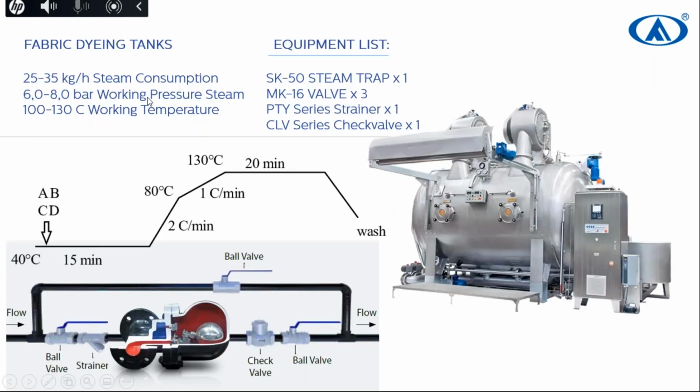And also, in fabric dyeing tanks, the process is like this. 40 degrees Celsius in 15 minutes, and after that, rising temperature to 80 and 130. It means there are three levels of temperature. It means the temperature controlling valve will change the temperature to the 3 levels. There will be a lot of pressure drop.